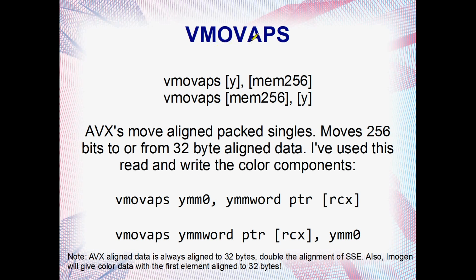So VMOVAPS is the aligned packed singles move. That's a 256-bit move. You can move to or from a register. And the data has to be aligned to 32 bytes, not 16, 32. Obviously, SSE registers were 16 bytes, but AVX is 32 bytes wide. So that's the alignment there. Imogen's going to give us the data aligned, but if you're not programming for Imogen, it's good to be aware of that. If you want to use VMOVAPS, it's got to be 32-byte aligned.